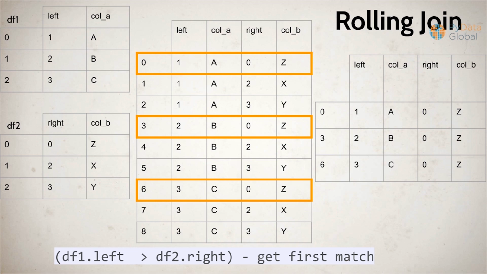A subset of the inequality join is the rolling join, in which case you're not interested in getting all the values. You want specifics. It's either you want the very first match or the very last match or the closest match. You find applications usually in time series. So for this case, we say, give me the very first match where the values from the left column in DF1 is greater than the values from the right column in DF2.